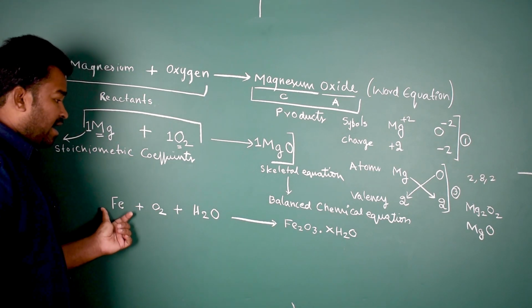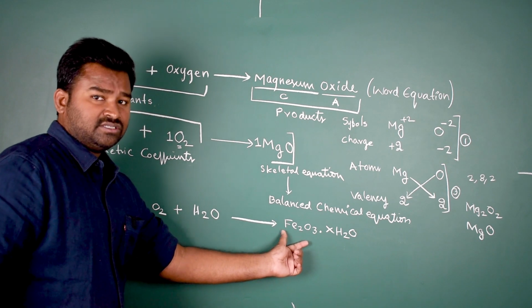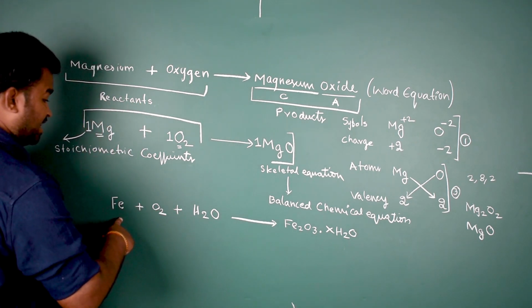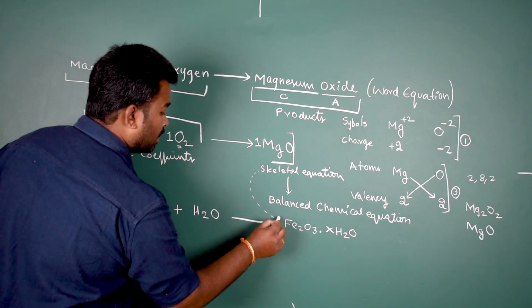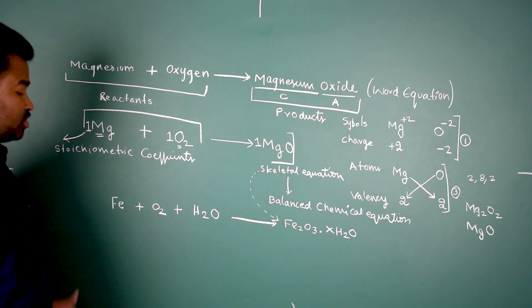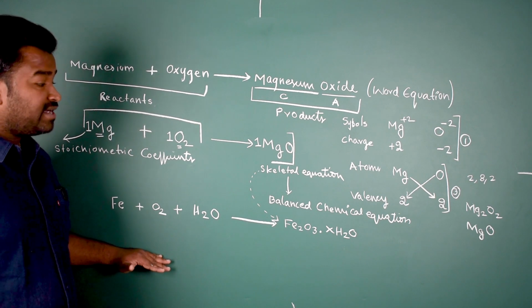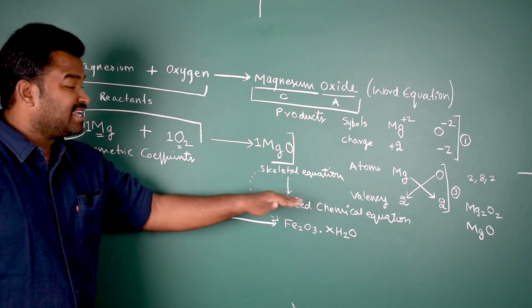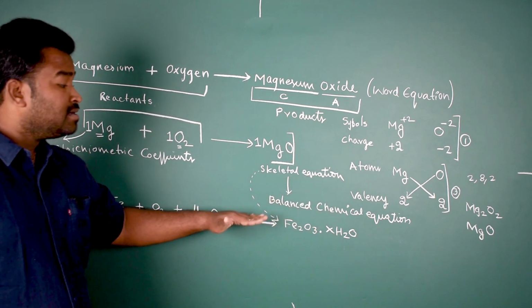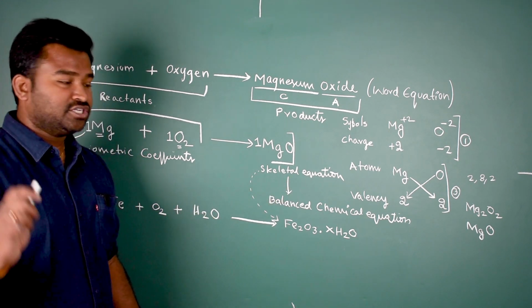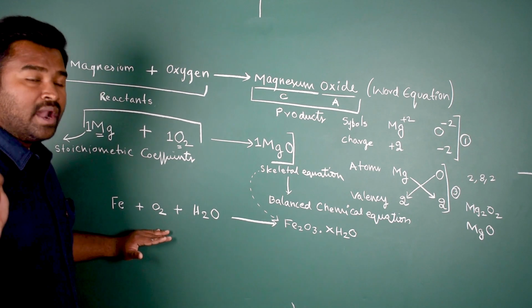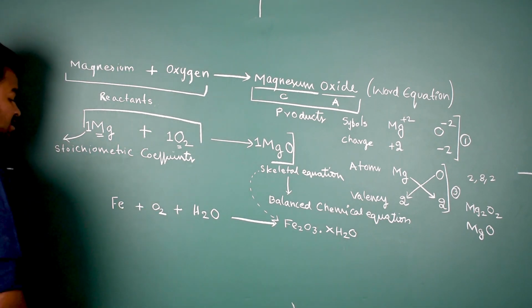Here there is one iron, but there are two irons. So hence the equation is not balanced, and hence this equation is a skeletal equation. After balancing you get what? A balanced chemical equation. We will learn how to balance this skeletal equation in the next session. Understood? And before that, let's take one more example we have done in the previous session.